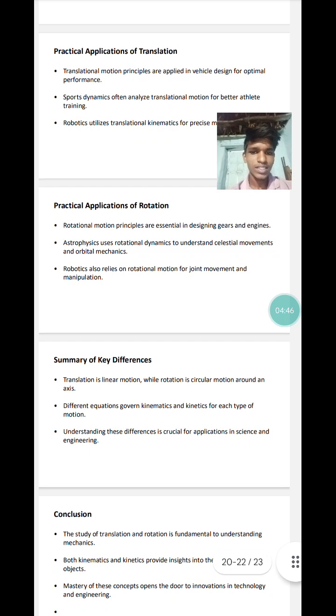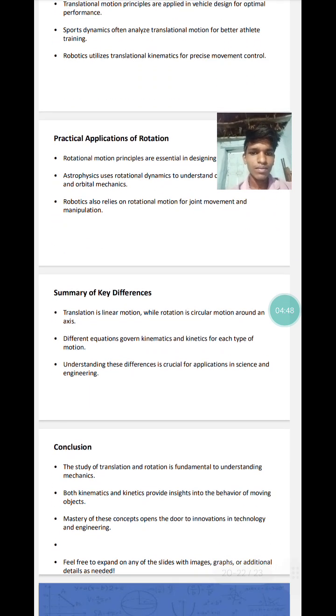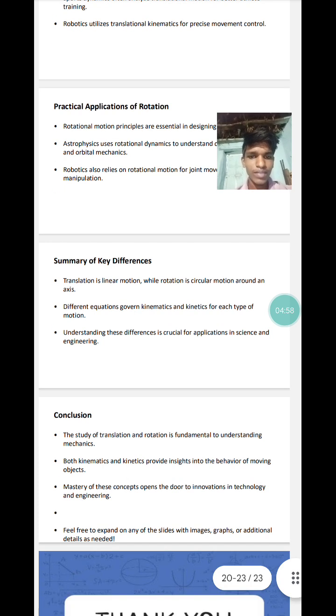Practical applications of rotation. Translation is linear motion, while rotation is circular motion around an axis. Differentiate the equations, kinematics, and kinetics for each type of motion. Understanding these differences is crucial for applications in science and engineering.